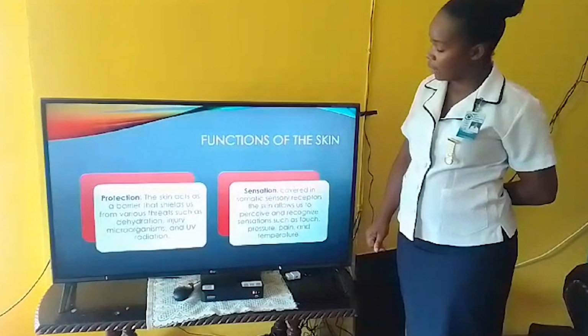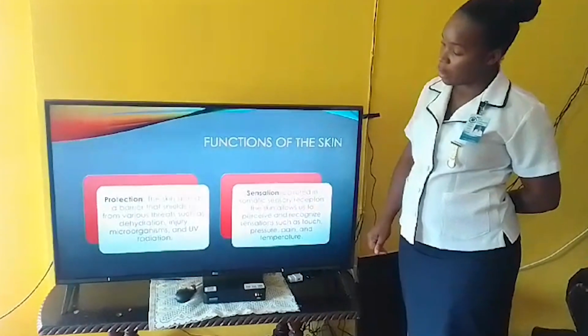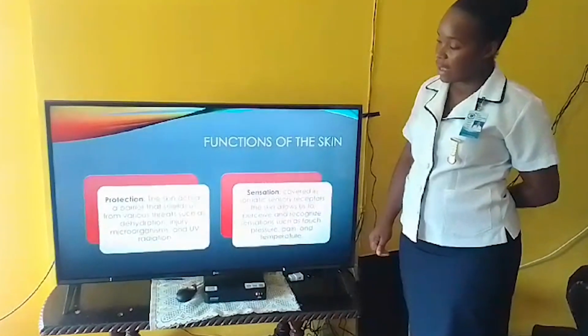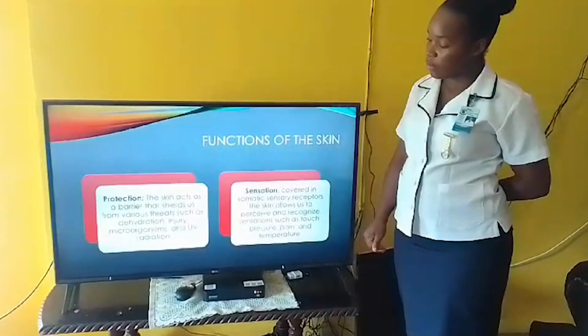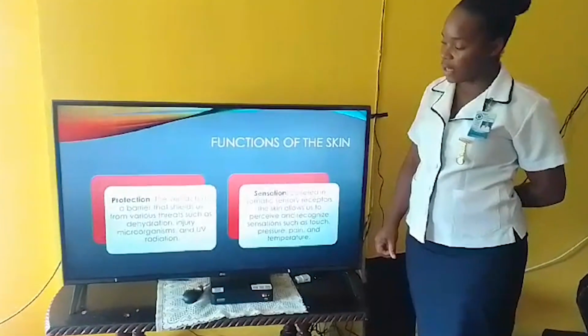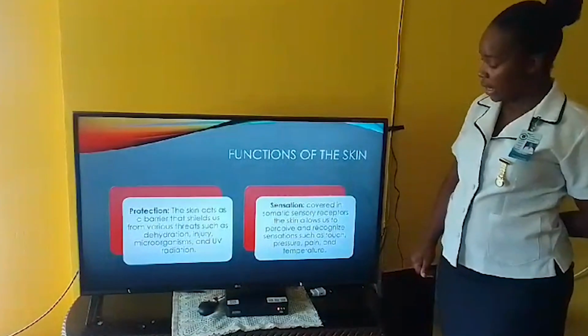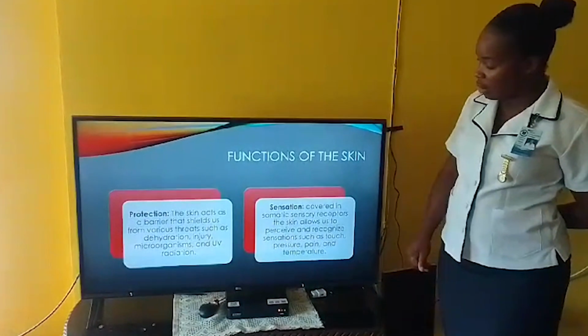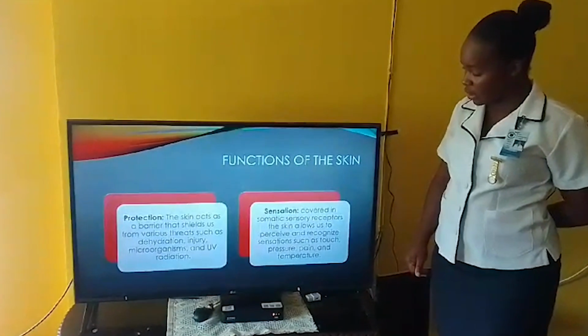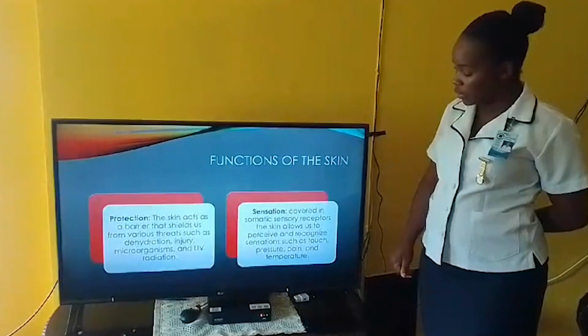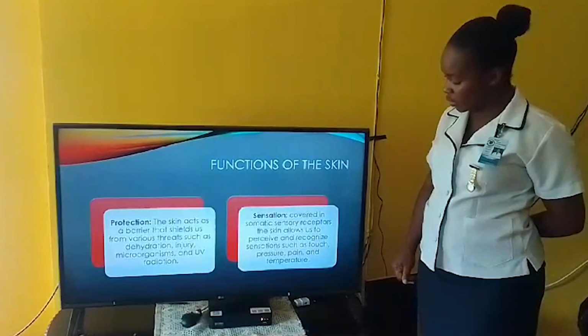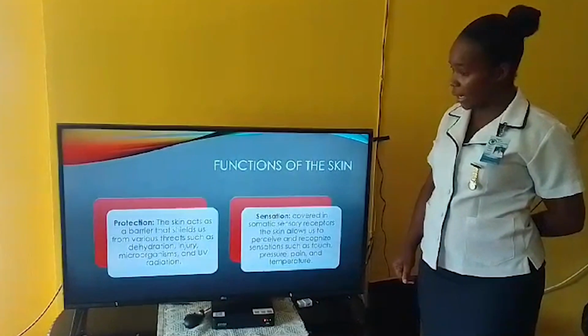Now we're going to be looking at the functions of the skin. Protection. The skin acts as a barrier that shields us from various threats such as dehydration, injury, microorganisms, and UV radiation. Next we have sensation. Covered in somatic sensory receptors, the skin allows us to perceive and recognize sensations such as touch, pressure, pain, and temperature.